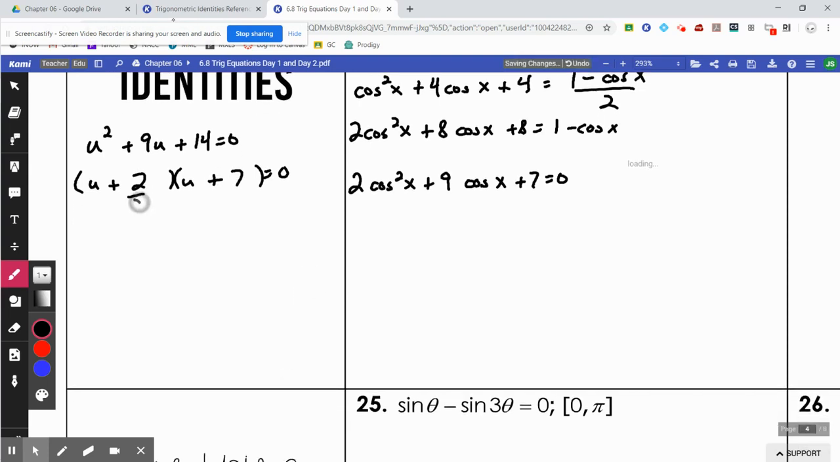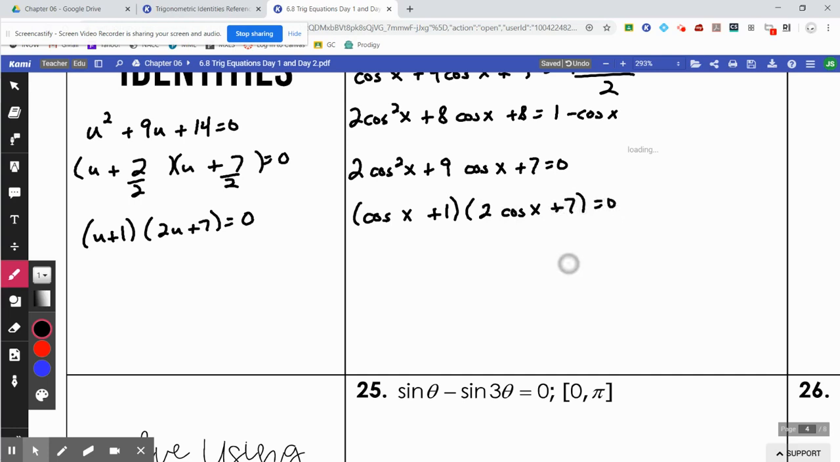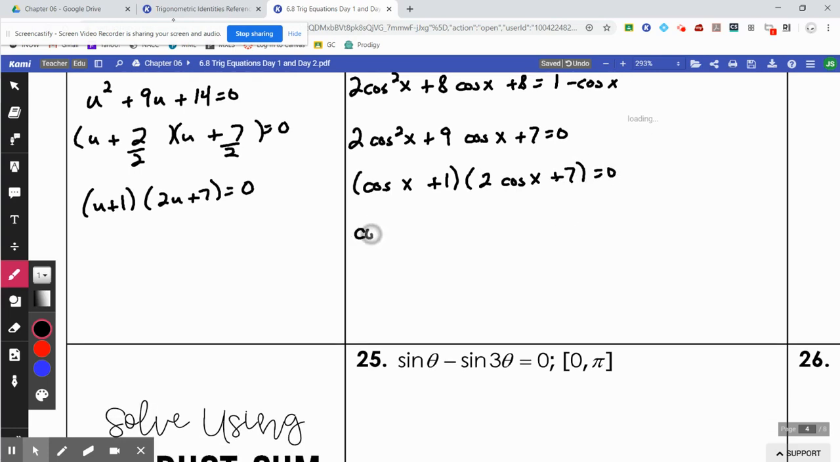You slip the 2, so now divide by it. That's going to be u plus 1 and 2u plus 7. So now let's replace that back with our cosine. So that's going to be cosine x plus 1 and 2 cosine x plus 7 is equal to 0. Set them each equal to 0, so you get cosine x is negative 1 and cosine x is negative 7 halves.